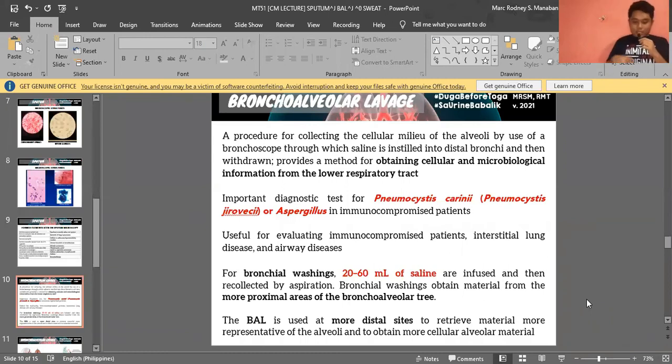So BAL can obtain more distal areas of the bronchi. Bronchial washings are more on the proximal areas, the shallow parts of the bronchi. But if it's the alveoli, it's bronchoalveolar lavage. Here's an example. The bronchoscope reaches the alveoli, saline is instilled, and then the fluid is aspirated.